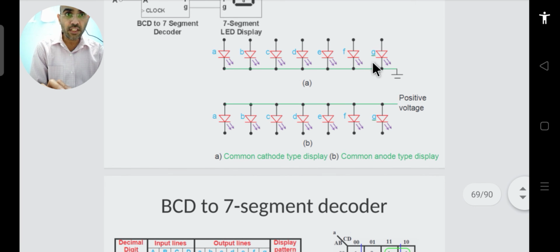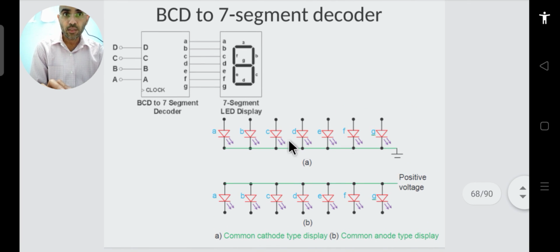So if you consider this circuit, this LED should be off, whereas all the other LEDs should be on. Whereas if you want to display 1 on this 7-segment display, then just B and C, these two LEDs, should be on. So the supply should come only to these LEDs, whereas the other LEDs should be off.